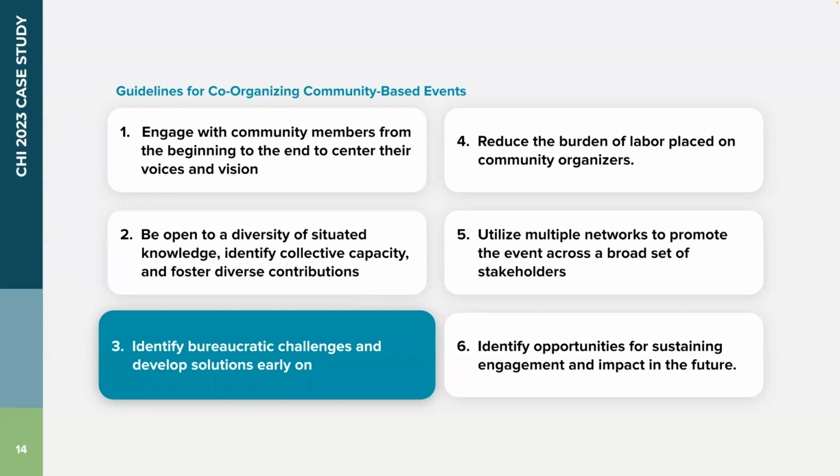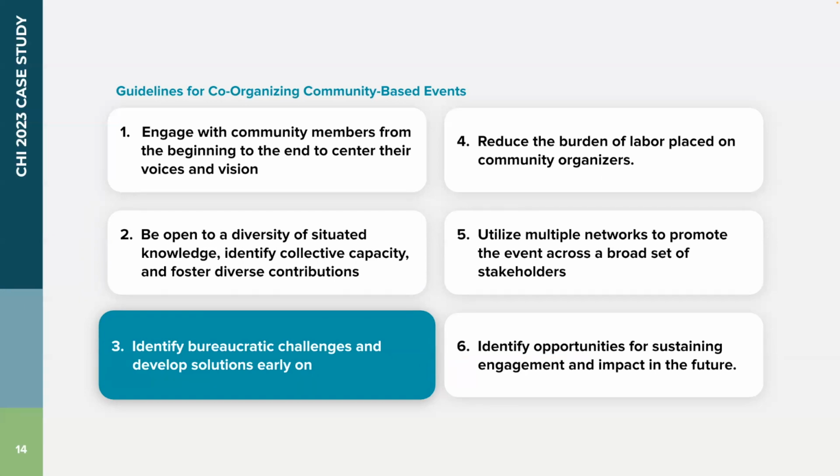Third, identify bureaucratic challenges and develop solutions early on. To mitigate the bureaucratic challenges, it is vital to ask several key questions that must be answered for a successful partnership at the beginning of the project. For example, how will the university team be held accountable? How is the decision-making process transparent to the community? And how to avoid potential unintended harms brought about by unforeseeable or foreseeable bureaucratic challenges?